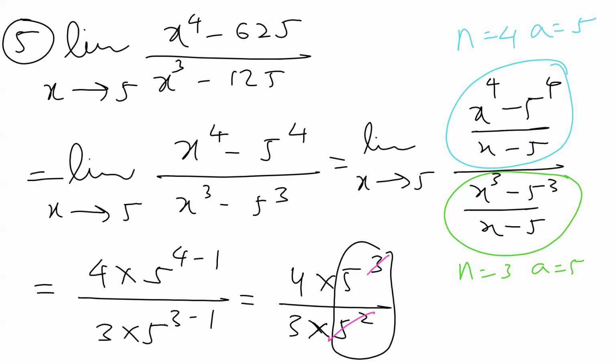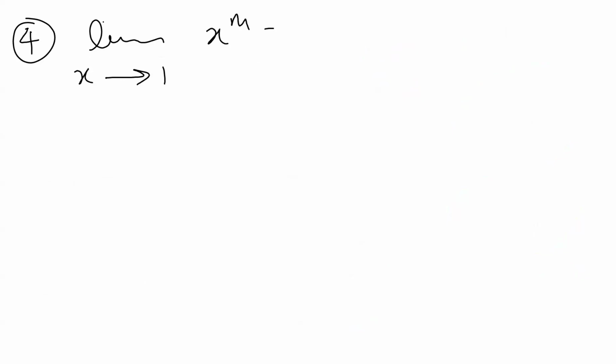Guys, question number 6, take it for self-study. You can solve it later at home. We'll go to question number 5. Question number 4, sorry. Question number 4. Limit x approaching 1, x raised to m minus 1, upon x raised to n minus 1.